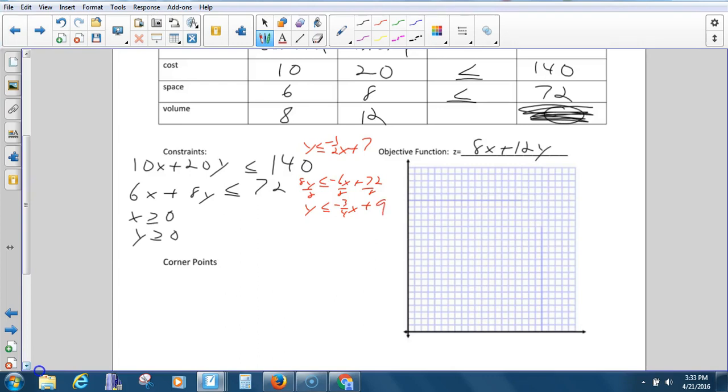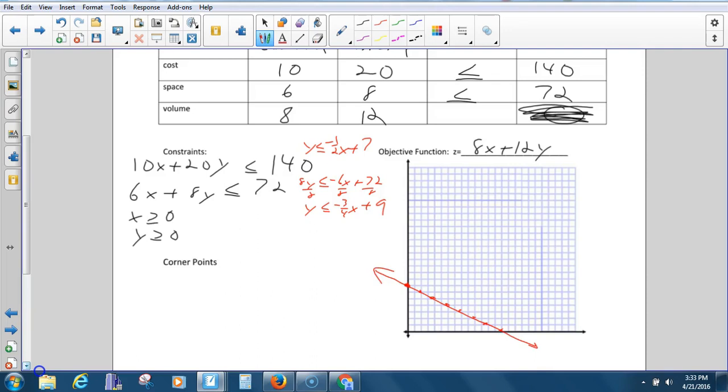So we've got the first one, 7. 1, 2, 3, 4, 5, 6, 7, right there. Down 1, right 2. Down 1, right 2, and so forth. Keep on going. The more times you do this, the more accurate it is. Solid line because it's less than or equal.